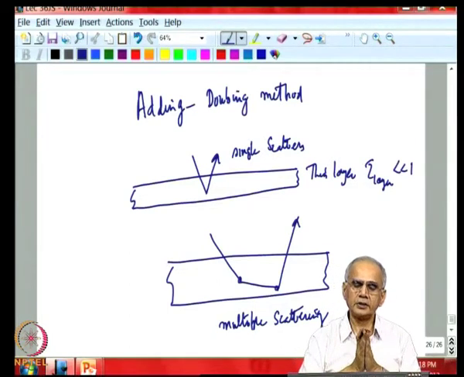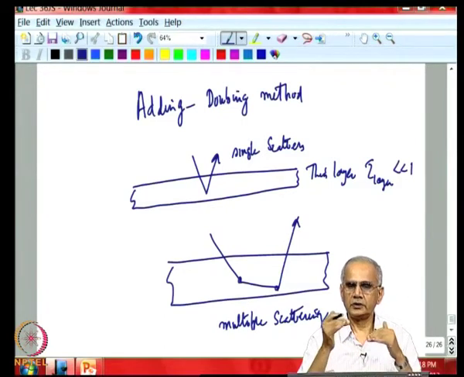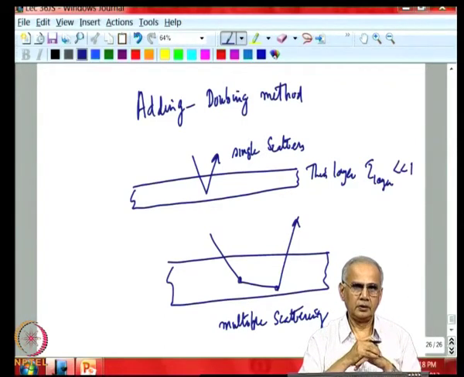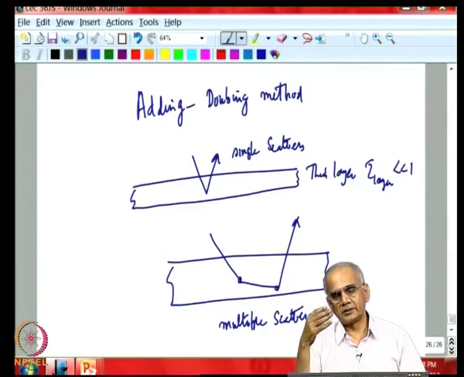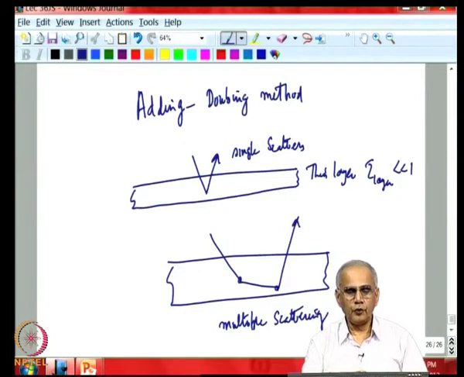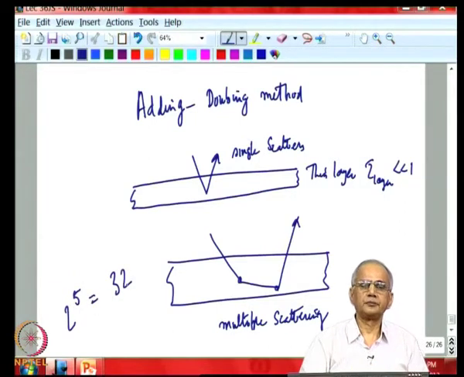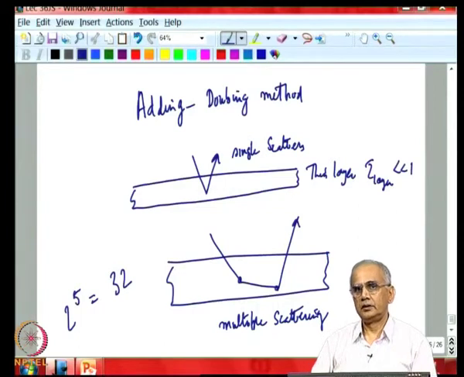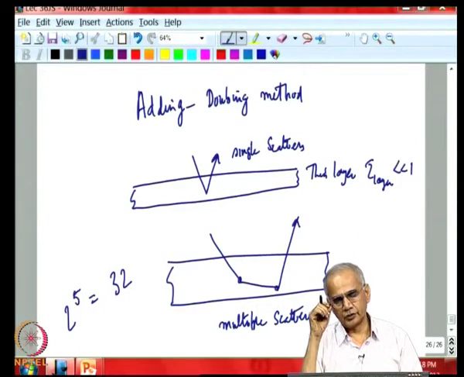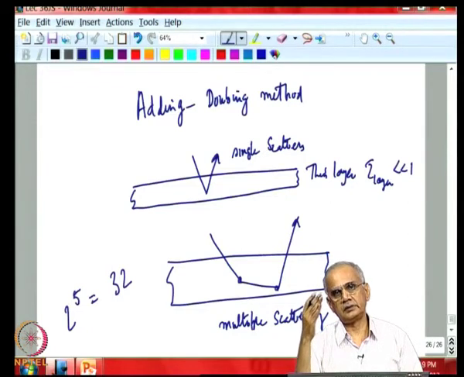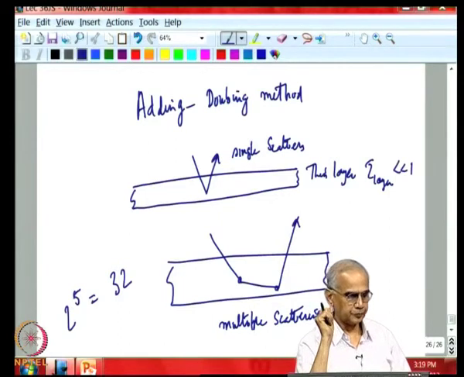Now, the adding doubling method essentially says that we start with a thin layer, add 2 thin layers, take the property of the doubled layer, and you can go on doubling this as many times as you want. All of you know that by the time you double 5 times, you have 32 times the thickness of the layer. So, we start with a very thin layer where we are sure that the single scattering approximation is perfectly valid, and go on adding layer by layer and doubling the thickness till you reach the desired level of thickness of a layer.